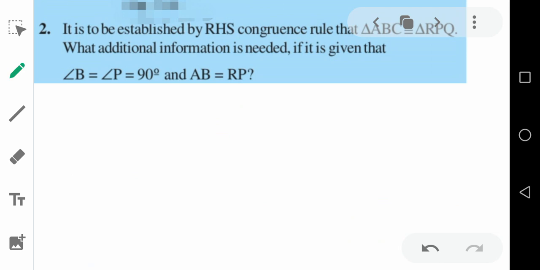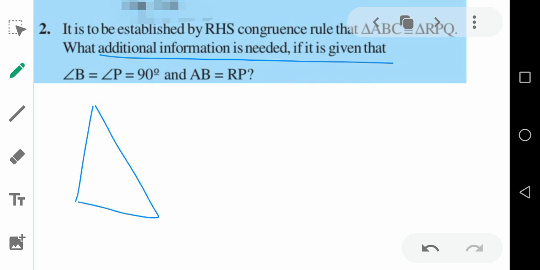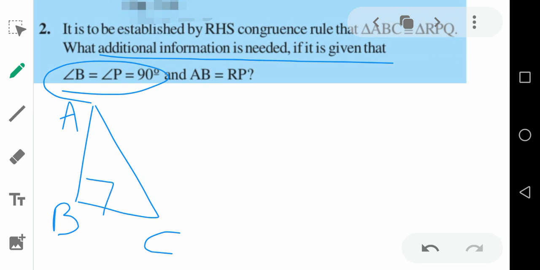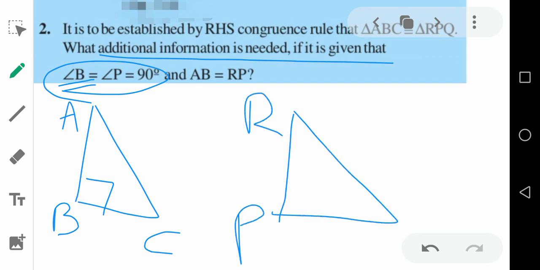Now comes the second one. It is to be established by the RHS congruence rule that triangle ABC is congruent to triangle RPQ. So what additional information is needed if it is given that? So first you have to draw the triangle. So we'll draw one triangle. It is a right angle triangle because one angle is 90. So I will draw the first triangle ABC. Let this be 90 degrees. So it is given angle B. Now triangle RPQ. In this, here is 90 degrees.